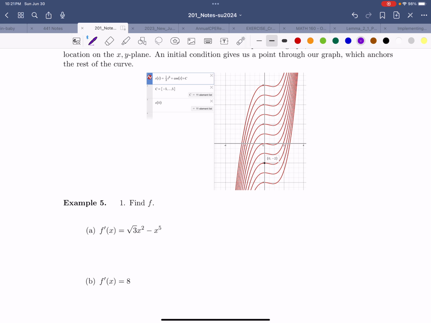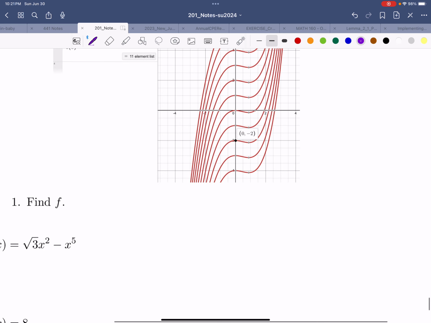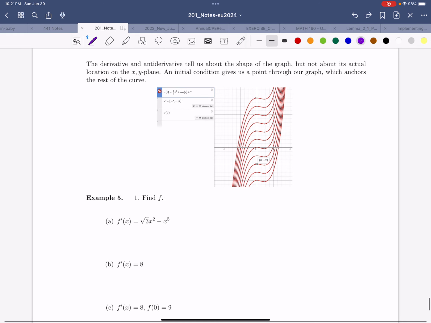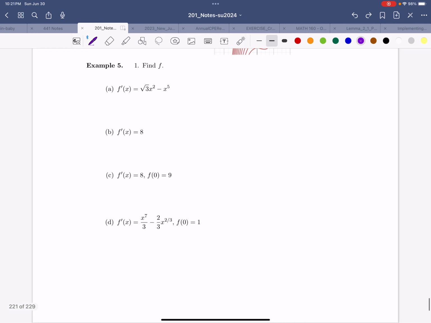Right, so anyway, once we have a single point to anchor the curve, we know the way the rest of the curve must behave. So that's the importance of the initial condition. It tells us where the curve is. Another example here: I refer to the function I give you as f prime, and you need to find f. So anyway, let's just do this out.